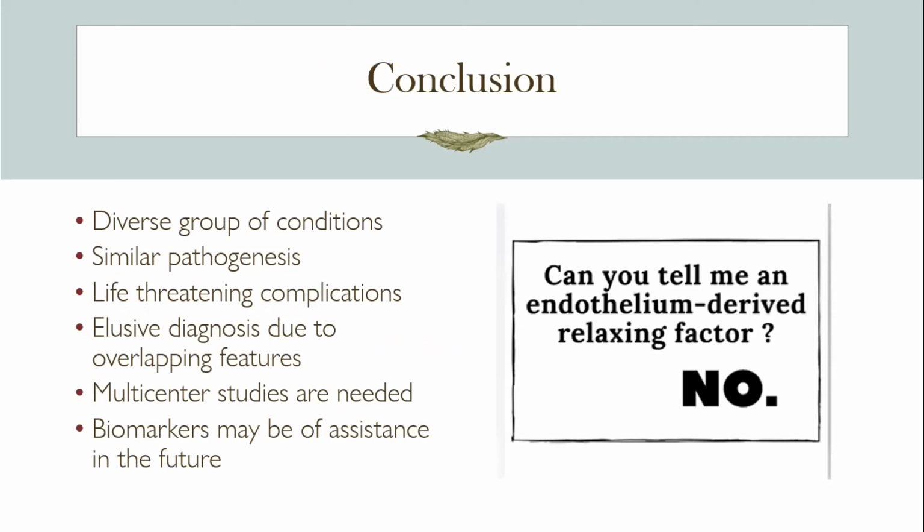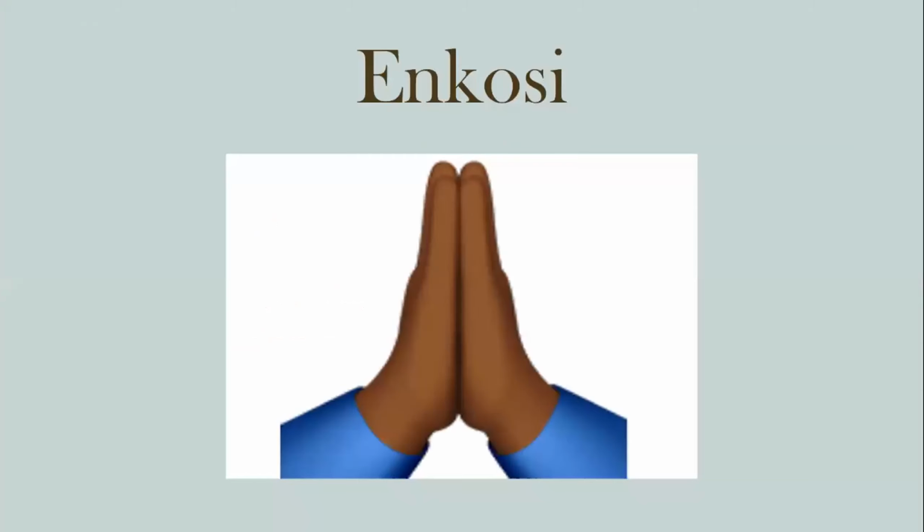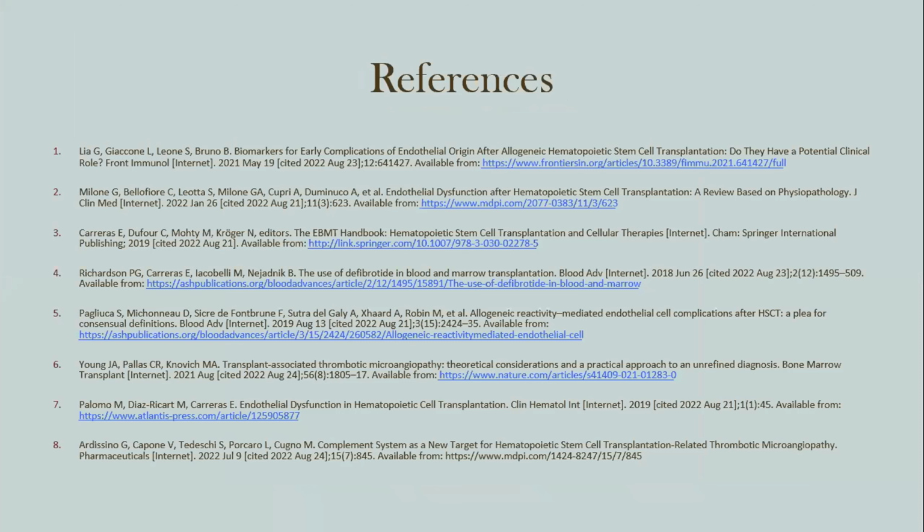So I draw to my conclusion at this point, where this is a diverse group of conditions. They have a similar pathogenesis. They have life-threatening complications, and their diagnosis is often elusive because of their overlapping features. So multi-center studies are needed to be able to look at these diseases better, and biomarkers may be of assistance in the future. I'd like to say thank you at this point, Ngozi kakhulu, and these are my references.